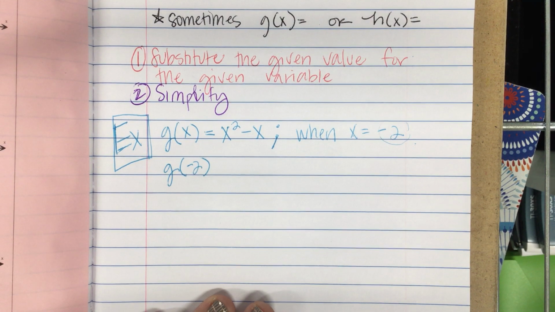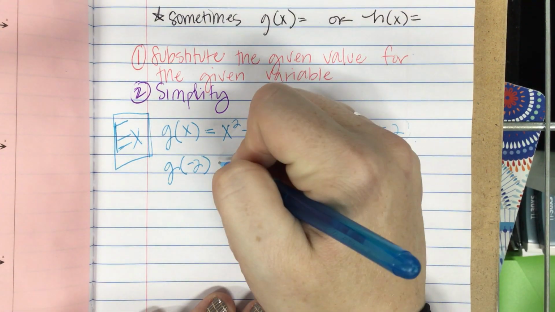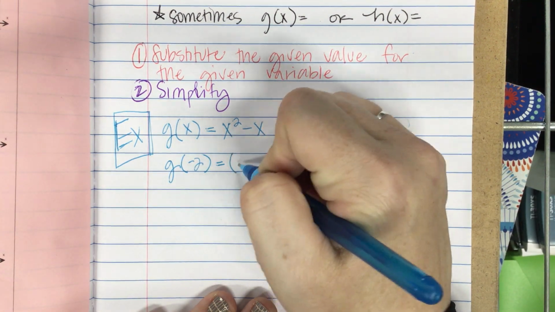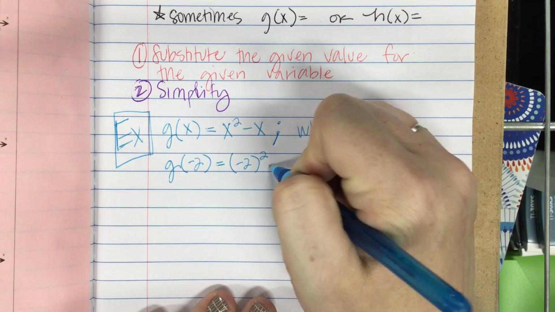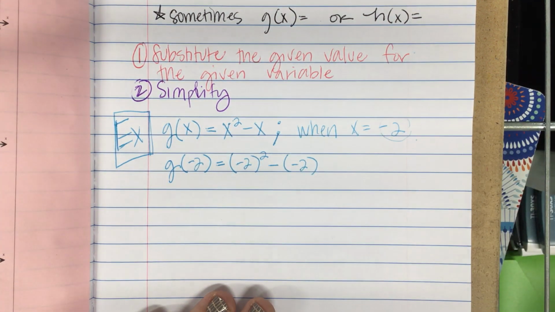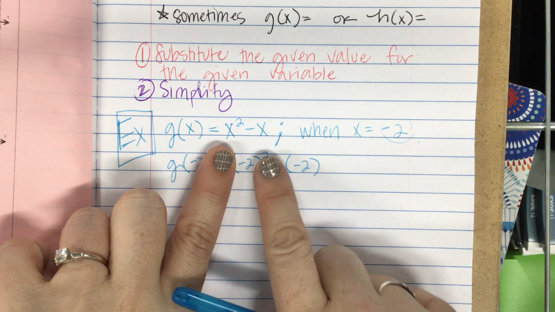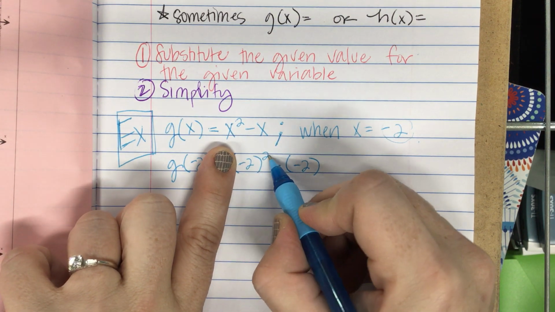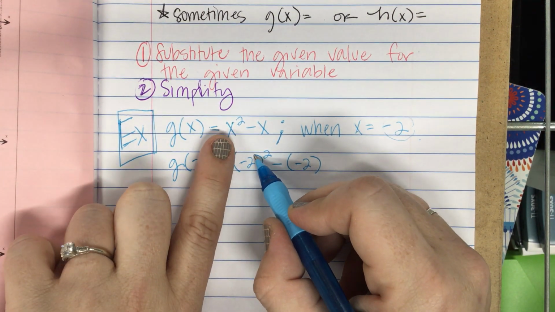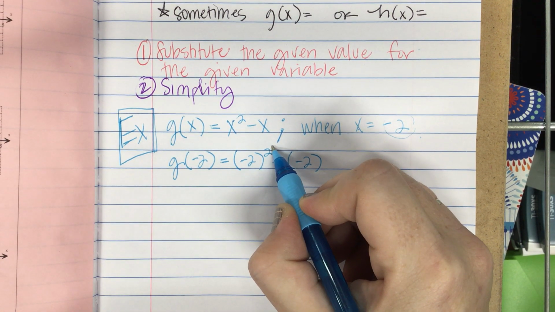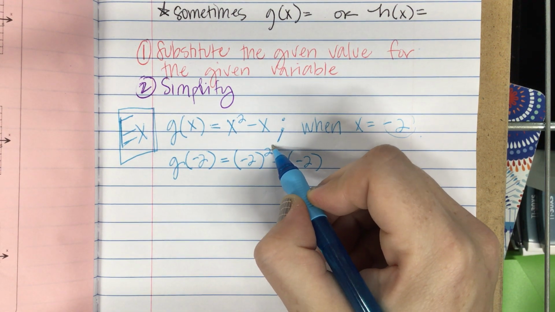The function of -2 equals, and instead of x, I'm going to put (-2) squared minus (-2). I'm substituting -2 in for each x value. The parentheses are important because if you did not put parentheses and you did -2 without parentheses squared, you'd get -4. But since you're doing -2 in parentheses squared, it's +4. You have to substitute using parentheses.